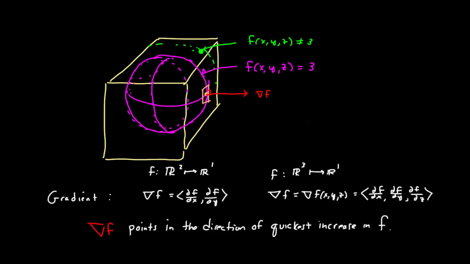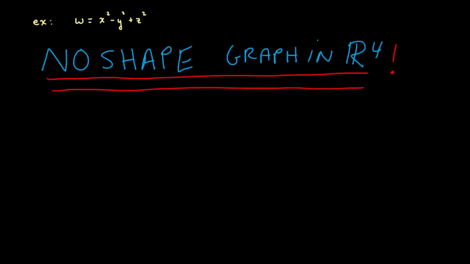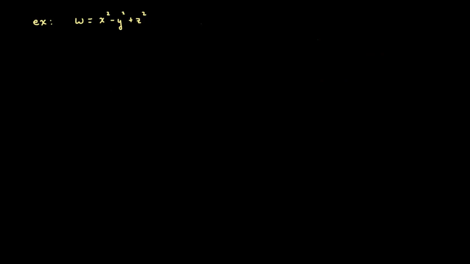And that tells us that del f points in the direction of quickest increase. And of course, the magnitude of del f is the maximum rate of increase. Let's take a look at this example, w equals x squared minus y squared plus z squared. If I were to graph that, what shape would it make? No shape. This would be a graph in R4. This doesn't have a shape.